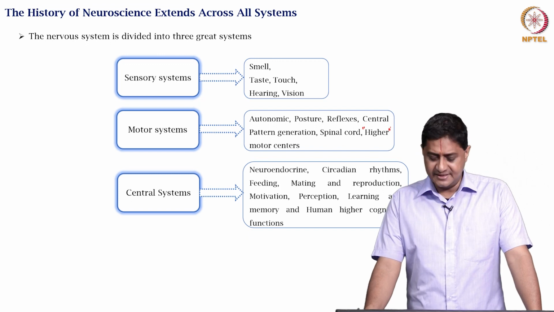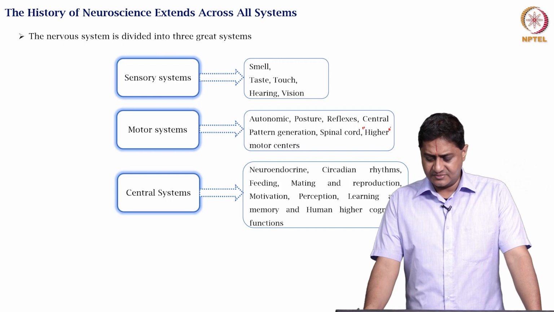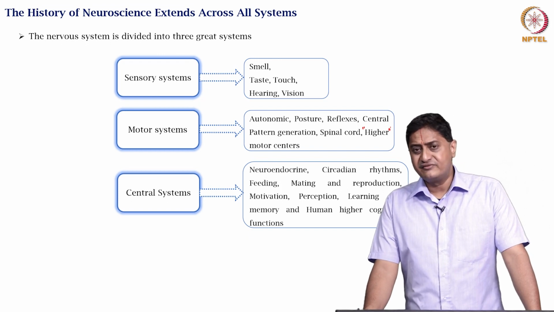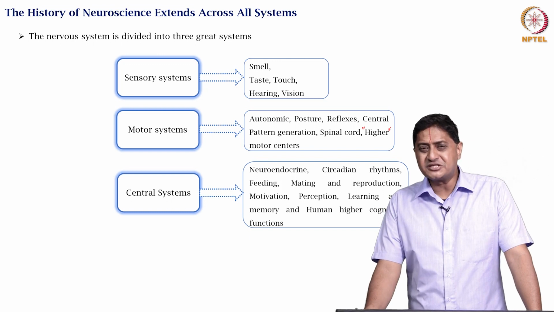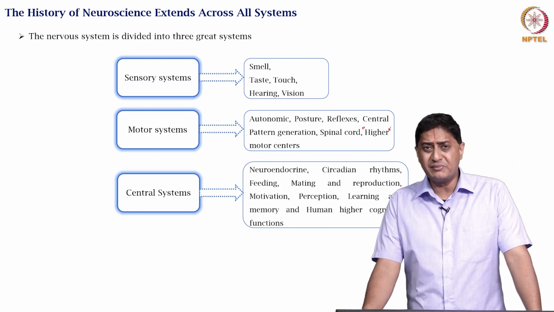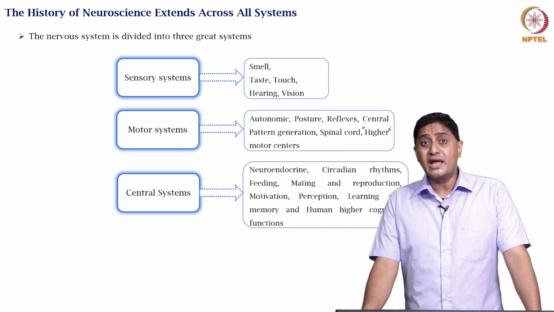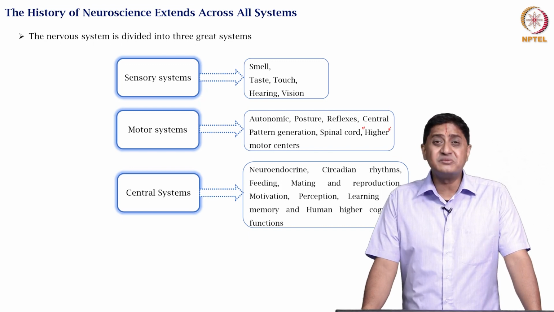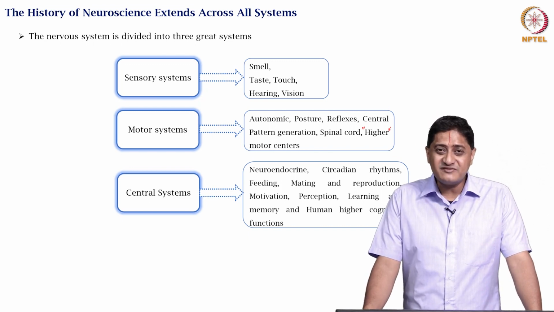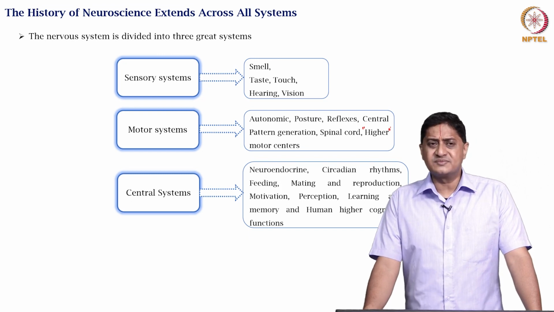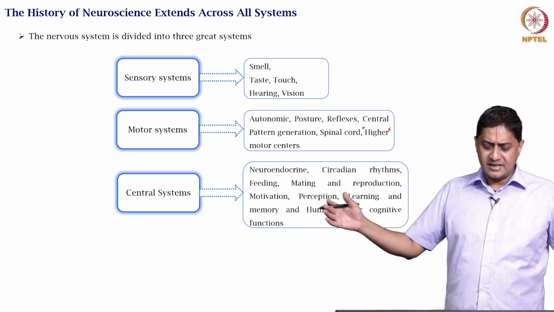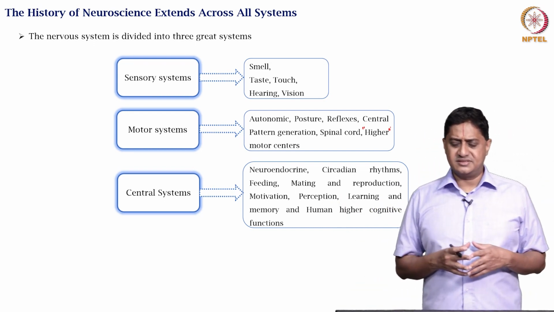Then we have central systems. These are neuroendocrine system, circadian rhythms, feeding, mating and reproduction, motivation, perception, learning and memory, and higher cognitive functions, decision making, social behavior, for example, higher cognitive functions. All these systems fall within the gamut, fall within the grand continuum that is neuroscience.